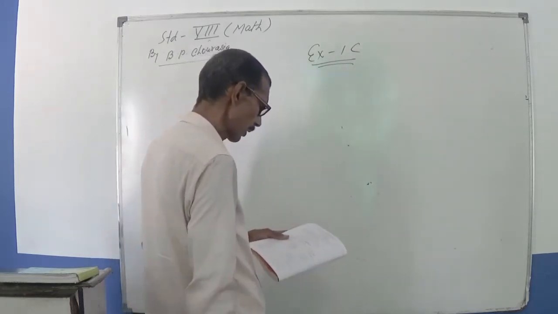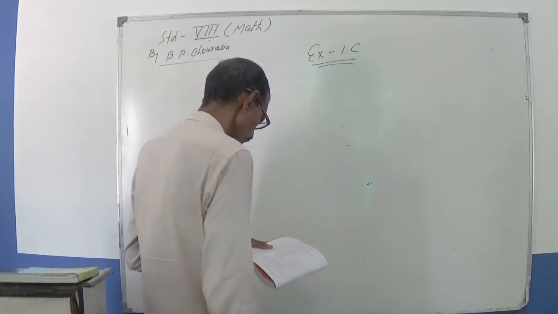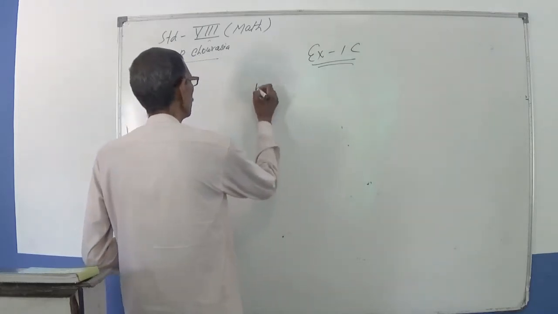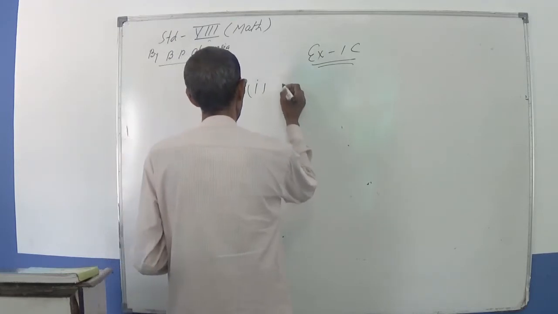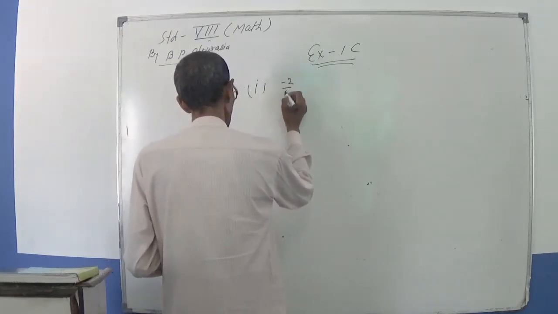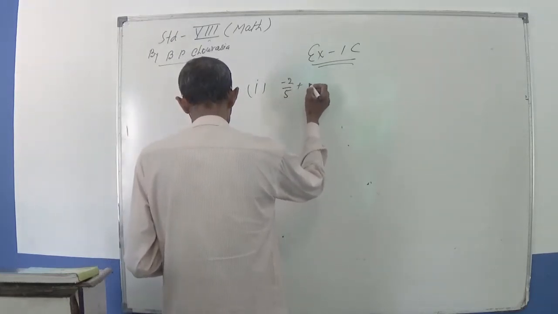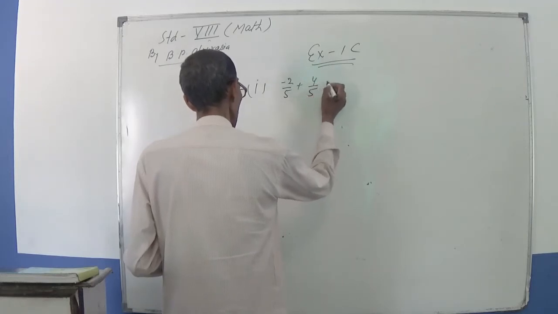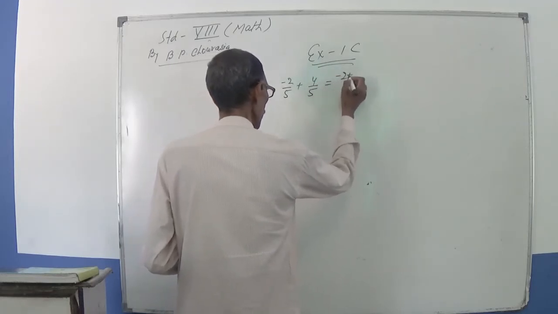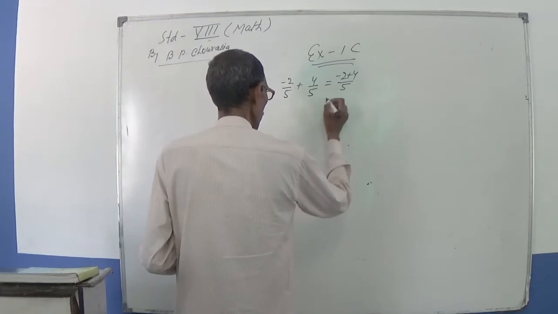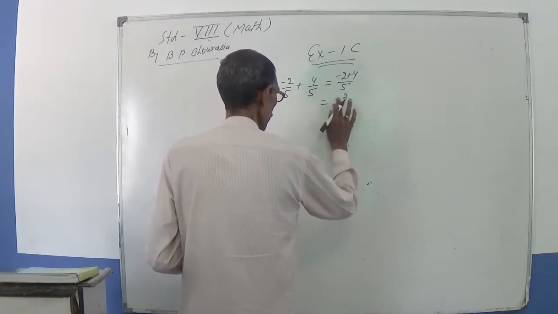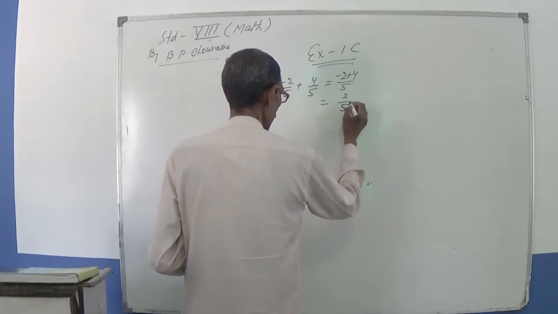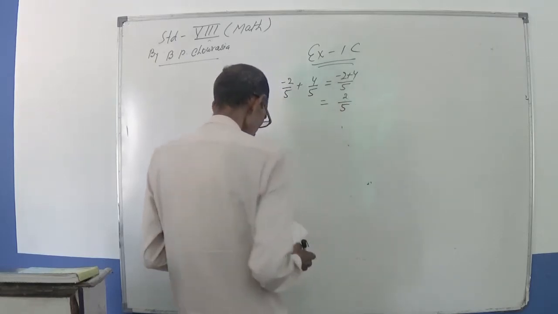Add the following rational numbers. This type of question you can easily solve. Minus 2 by 5 plus 4 by 5 is equal to minus 2 plus 4 by 5, which is equal to 2 by 5.